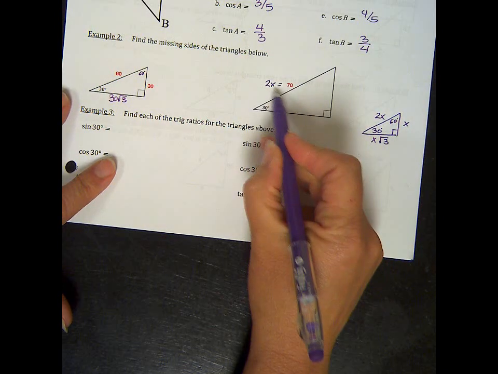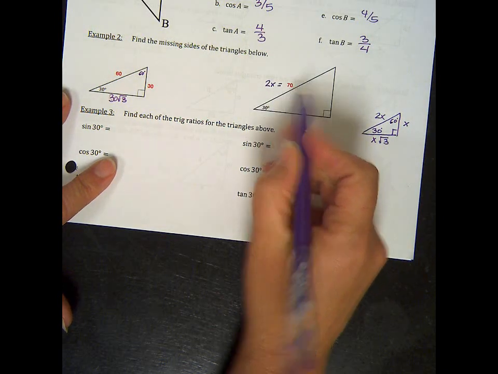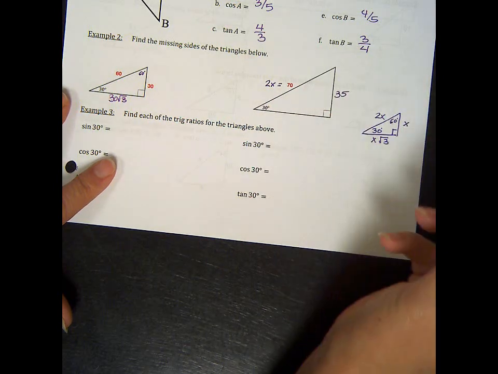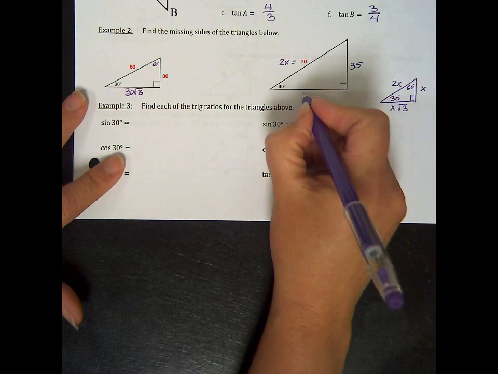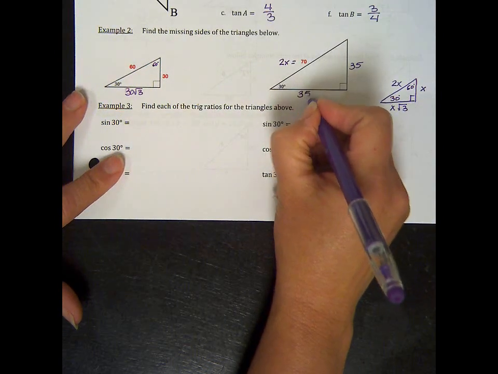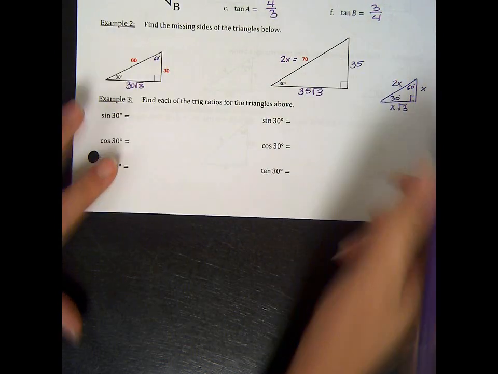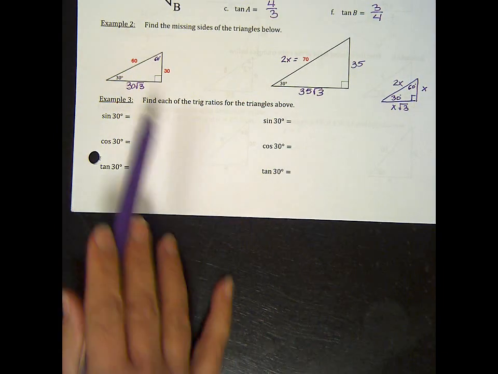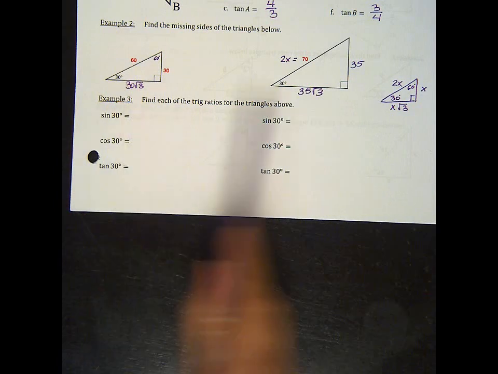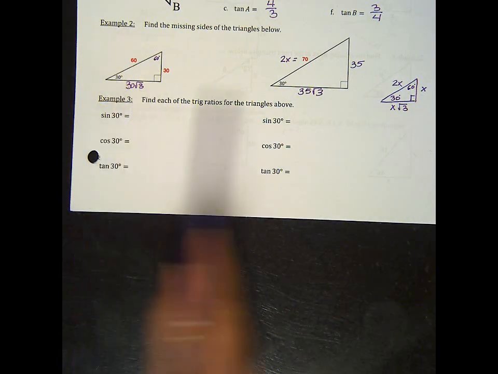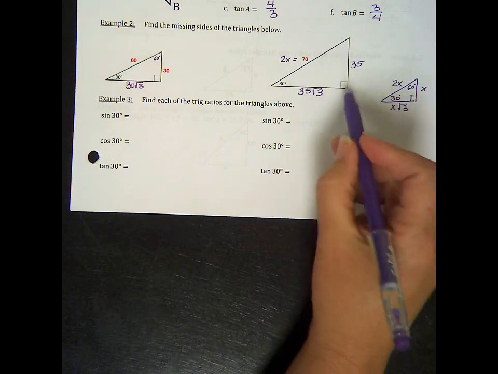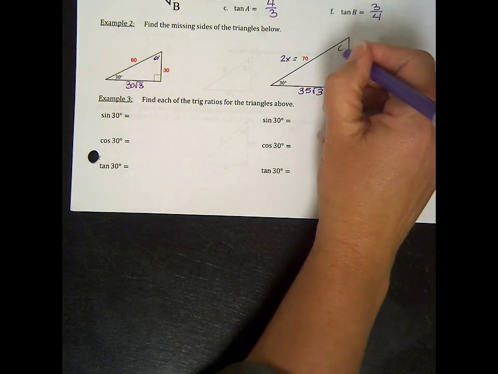So x would be half of 70 if we solve that equation for x. So our side across from 30 would be 35, and the longer leg would be 35√3. So now that we know that, we can find all these relationships, and notice it doesn't matter what numbers were given. These triangles are totally different triangles. However, they're both 30, 60, 90 right triangles.